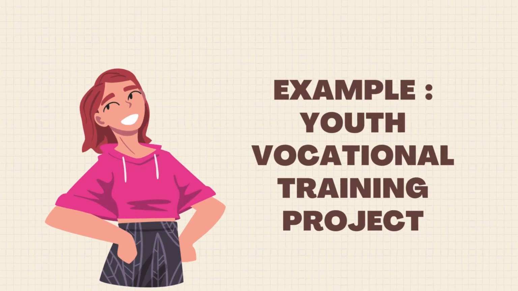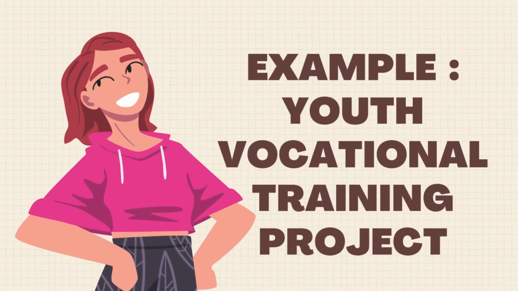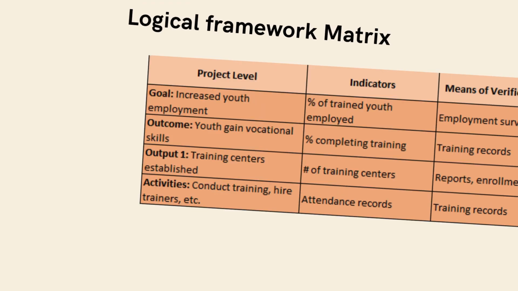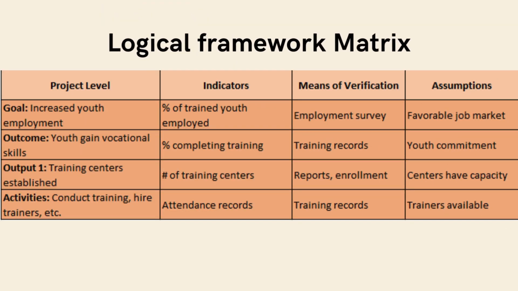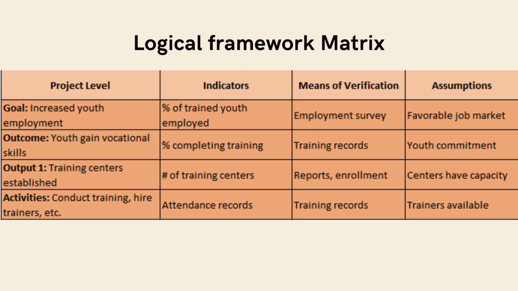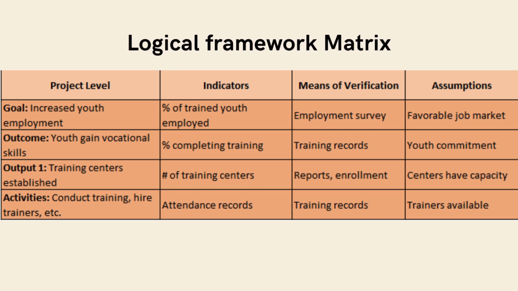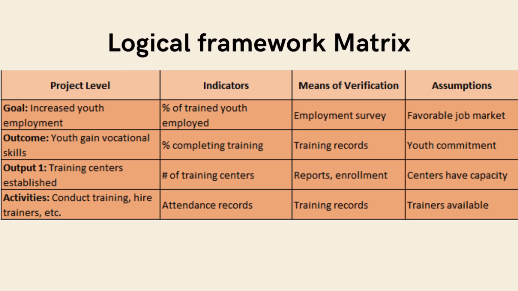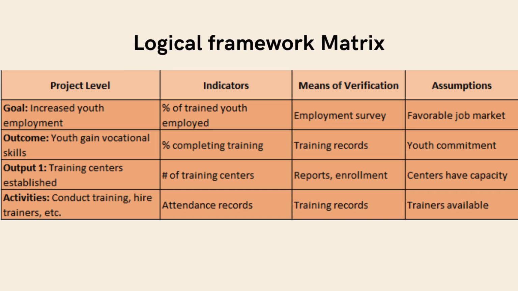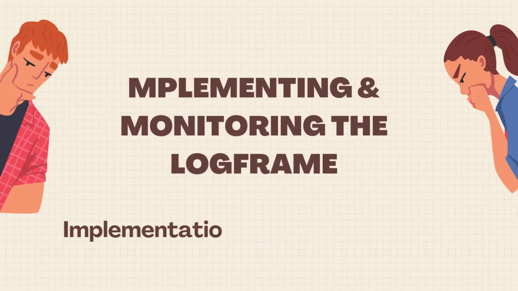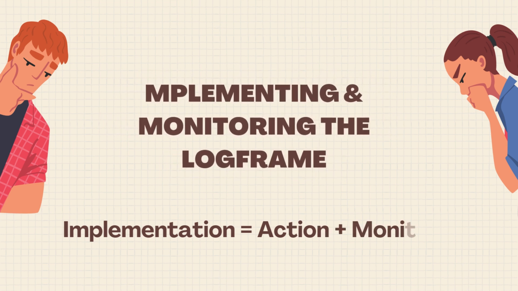Let's look at the example, a youth vocational training project. Each row is linked, ensuring a logical flow from activities to impact. The log frame also includes indicators to measure progress, means of verification for data collection, and assumptions for external factors beyond our control. A great log frame is useless without implementation and monitoring.